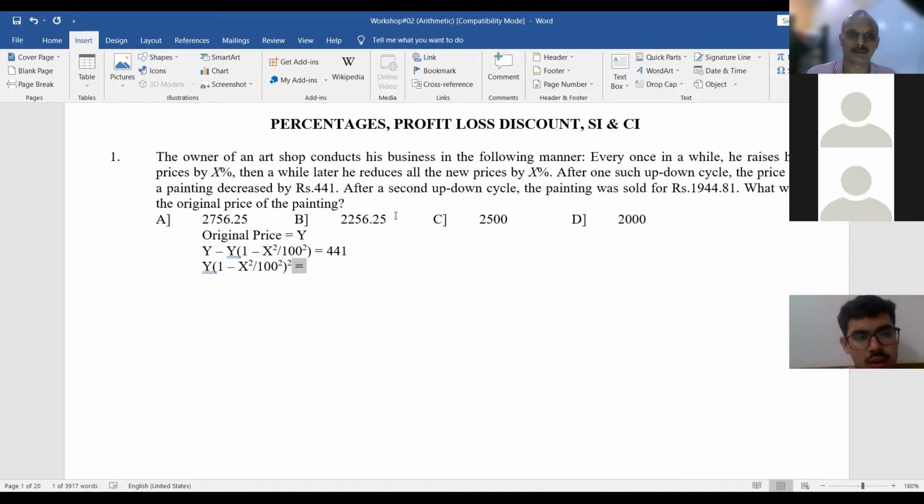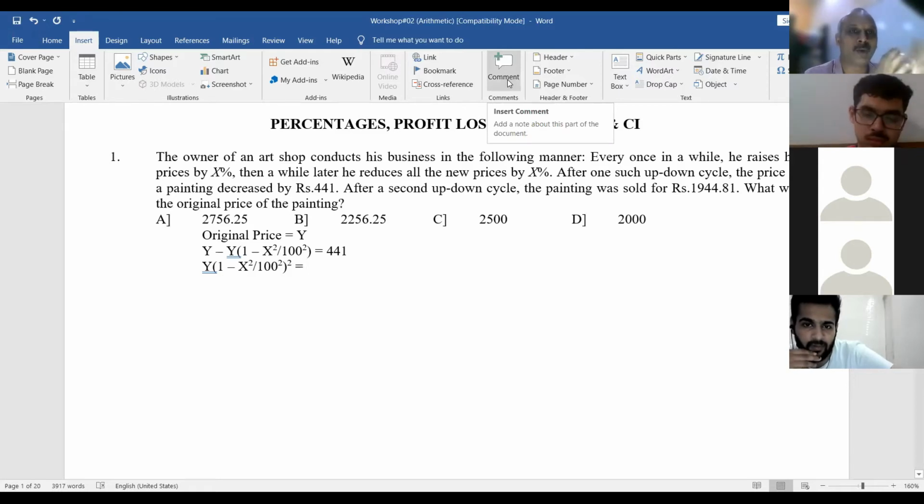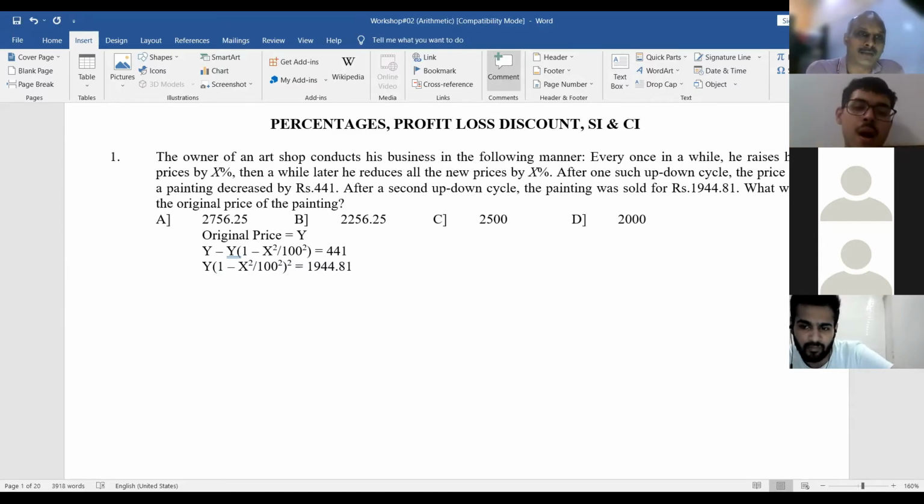Yeah. So y into 1 minus, so in the bracket there is also 1 minus x square by 100 square. Yes. So we perhaps did not apply the 1 minus if we take y common. We said y minus y into this 1 minus x square by 100 square is the price reduction. Okay, sir. So after reduction the price had become y into 1 minus x square by 100 square, and this process repeats in the second cycle. So this becomes equal to 1944.81. And then you have these two equations. You can take y common in the first equation, divide the equations, get rid of y, get the value of x.